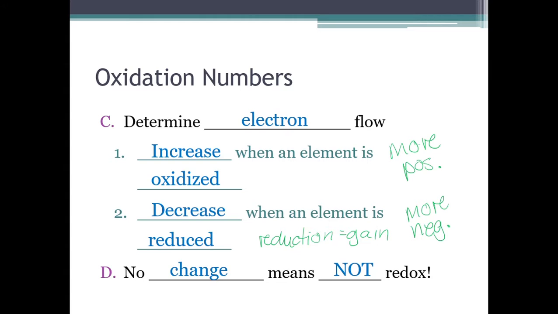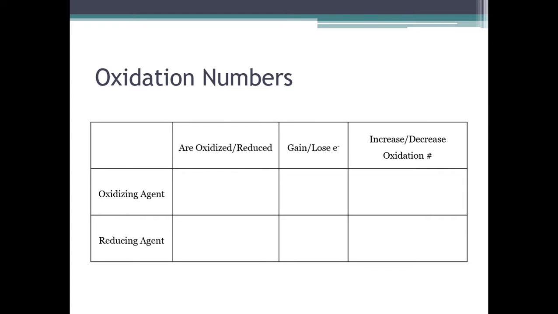Okay, a lot of information, a lot of vocab, a lot of big words. Let's sort of summarize it. So you've got your oxidizing agent and you've got your reducing agent. The oxidizing agent is reduced. It is reduced because it is gaining electrons. And when you gain electrons, you become more negative. Your oxidation number decreases, becomes more negative.